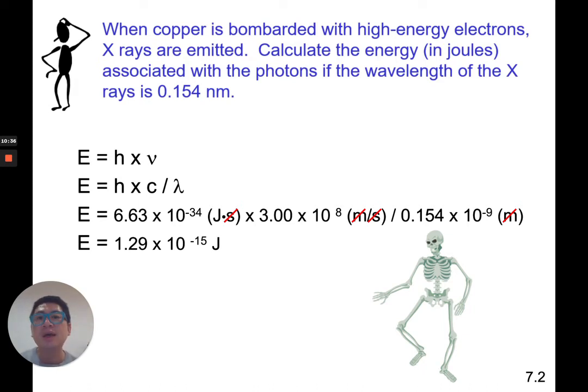So if you had copper and bombard it with X-rays, and the wavelength of that particle of light, which you would not be able to see because it's an X-ray. Humans cannot see X-rays. The energy of that particle of light would be 1.29 times 10 to the minus 15 joules. Okay, so that's the amount of energy of a particle of light.